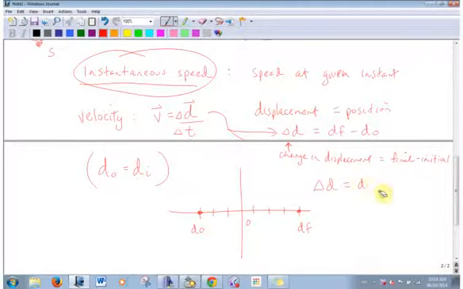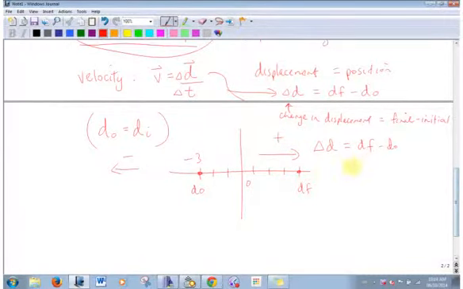Final minus initial. What is my initial point? As far as this is concerned, that is -3, right? For x, we take left as negative. We take right as positive, so does the book when we're talking about physics. If we go right, we assume that's positive, because that's how our Cartesian coordinate existed.